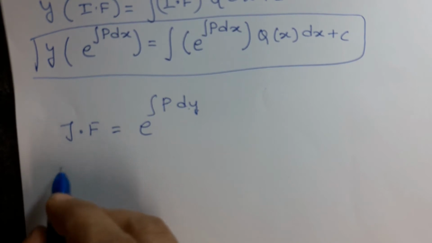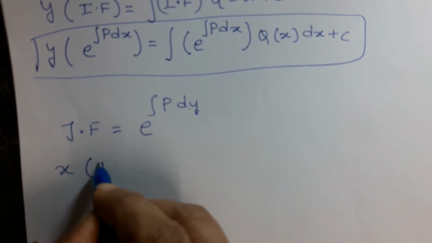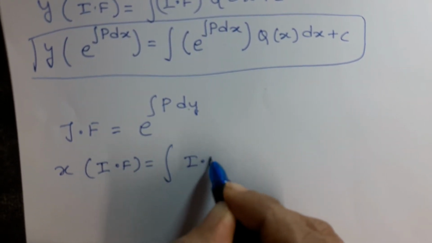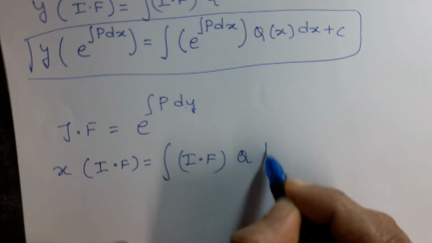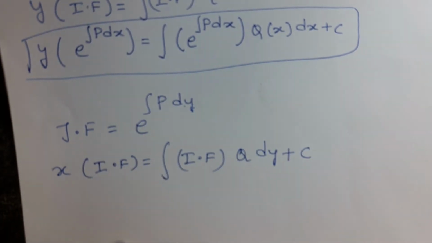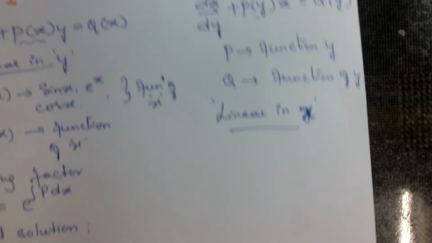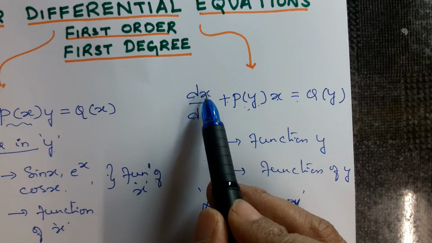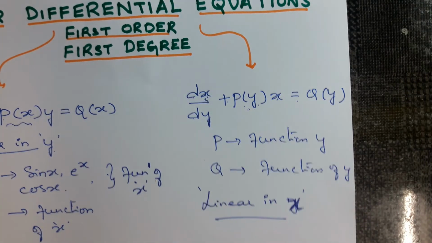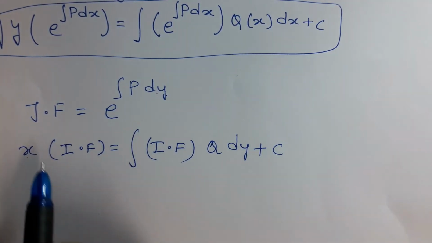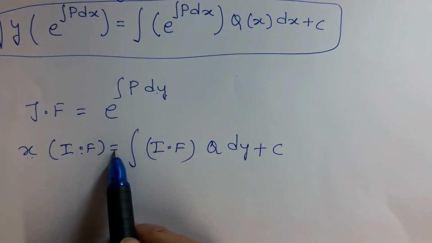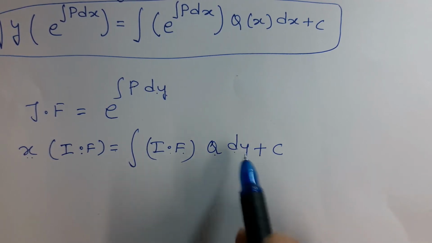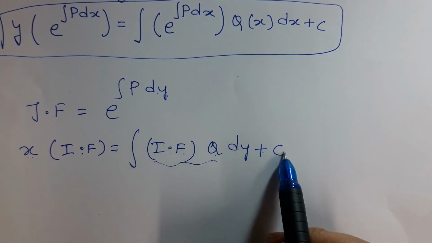And the general solution becomes x into integrating factor is equal to integral of integrating factor into q dy plus c. Why does x into integrating factor come? Because if the equation is linear in x, you are solving it for x. What is x you are finding out, right? Therefore, the general solution will be x into integrating factor is equal to integral of integrating factor into q, integrate this with respect to y, plus the constant of integration.